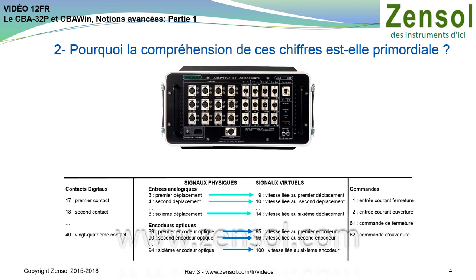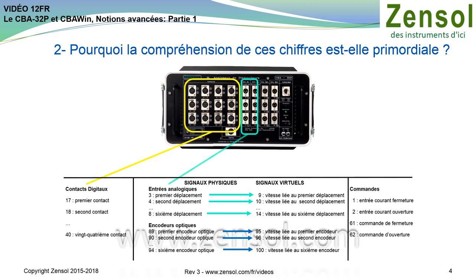There's no need to memorize these numbers, as they are circled on the front panel of the CBA-32P. You just need to understand the principle. Let's analyze the figures together. On the CBA-32P front panel, the first input measures contacts C1 and C2, which for Cbawin correspond to signals 17 and 18. The second input measures contacts C3 and C4, that is signals 19 and 20, and so on.